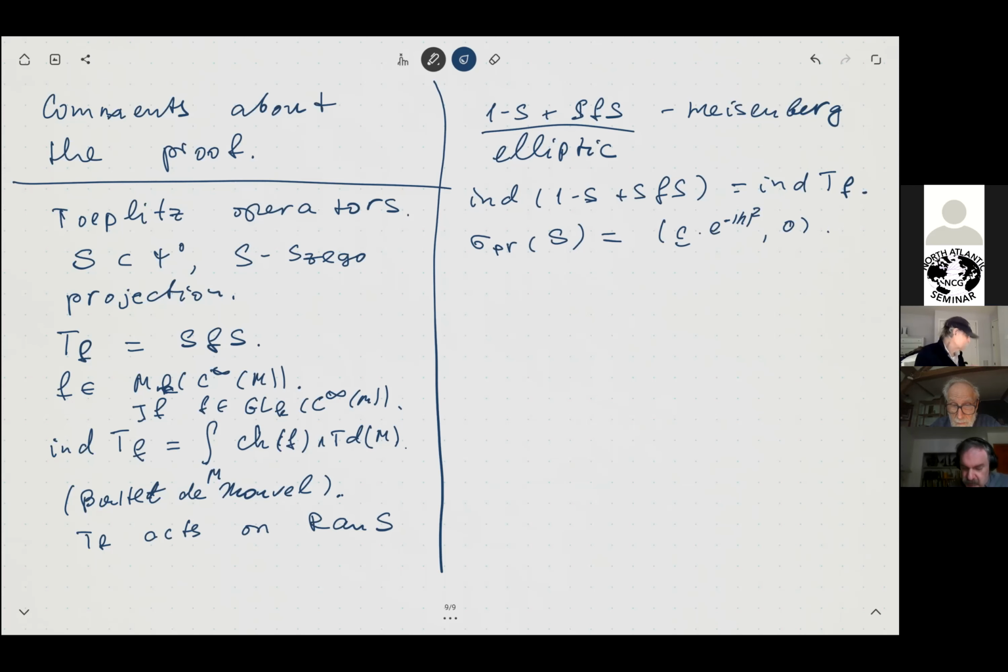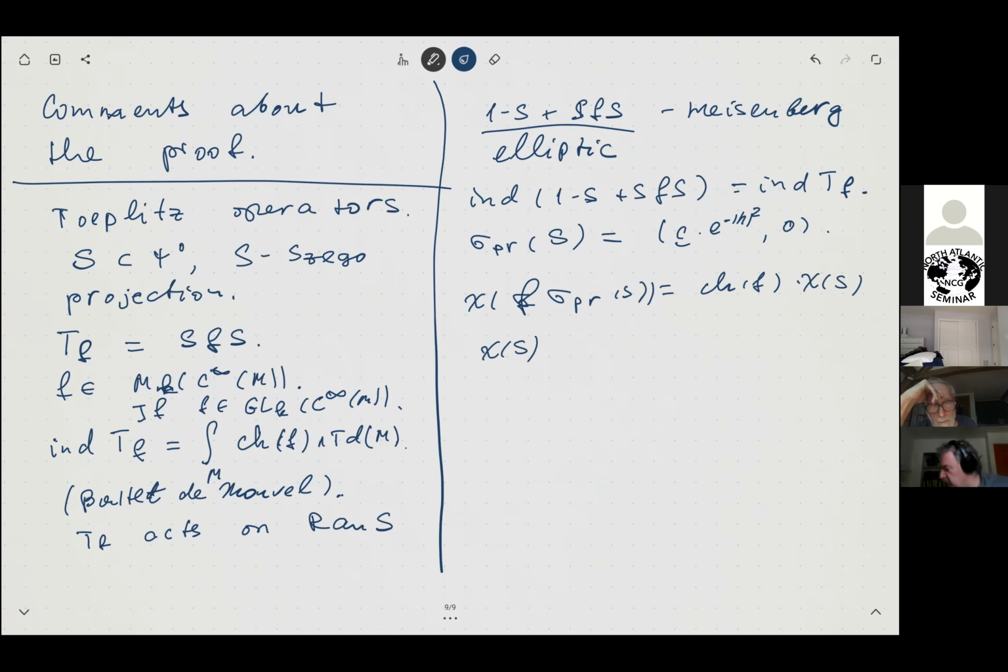Okay. So we therefore need to compute our map chi applied to f times the principal symbol of S, which happens to be the Chern character of the K-theory element associated with F times chi of S. And finally, chi of S can be computed explicitly, and this will be just the exponential of the first Chern class of the tangent bundle of M over 2.